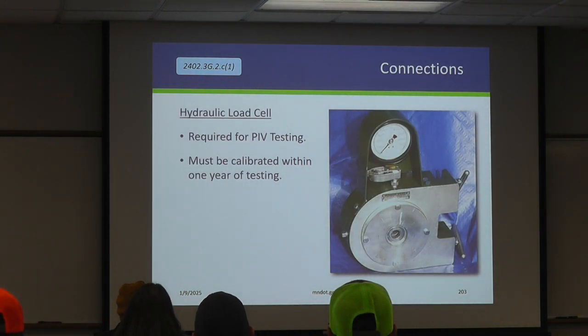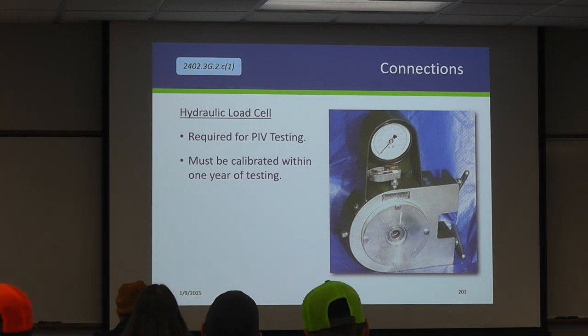So what do you need to do PIV testing? You need to have a hydraulic load cell. That's that Skidmore Wilhelm device that they showed in the video. It's important to make sure that this was calibrated within 1 year of performing this test on your job site. So also make sure it's in good condition.